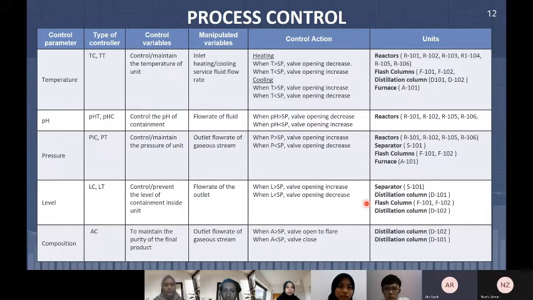Next is the process controller. The objective of implementing a control system is to ensure the safety of the plant and to achieve a stable production rate as well as a desired product quality.